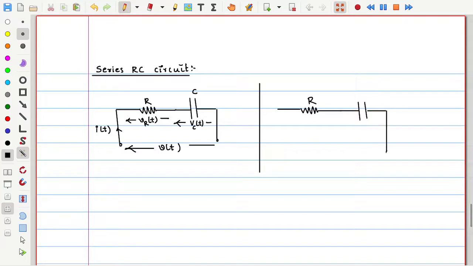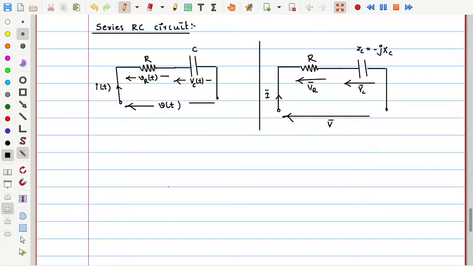What we do? How much is the capacitive impedance? ZC is equal to minus J XC. So voltage across the capacitor I can write as VC bar. Voltage across the resistor I can write VR bar. Total voltage is V bar and total current is I bar. Now as because this is a series circuit, so what I will do is that I will consider the current as a reference, but nothing wrong in considering voltage also as a reference. One can consider that also, no issue.